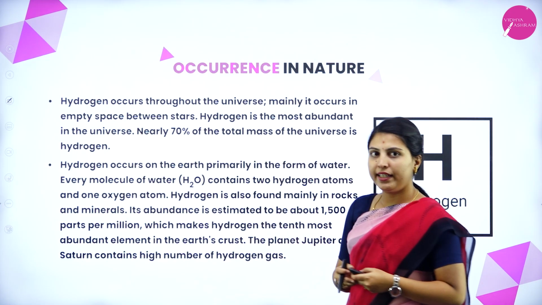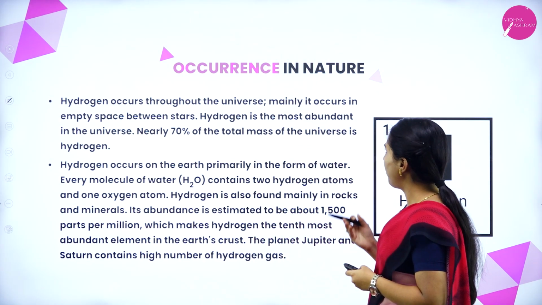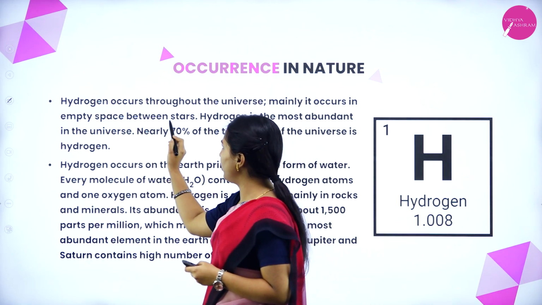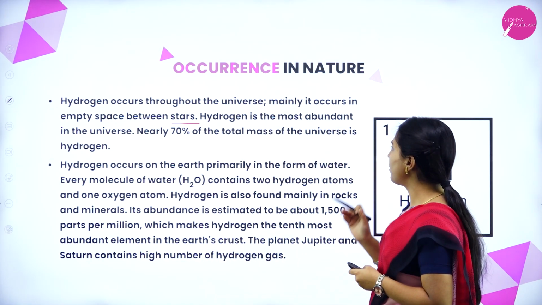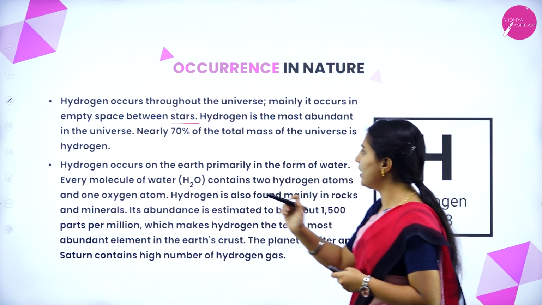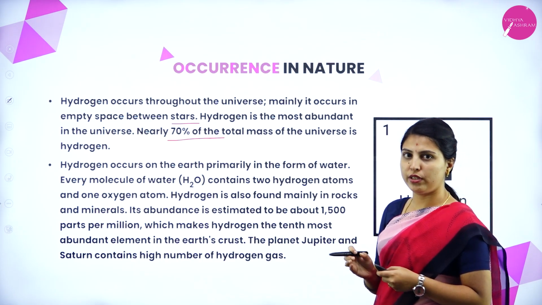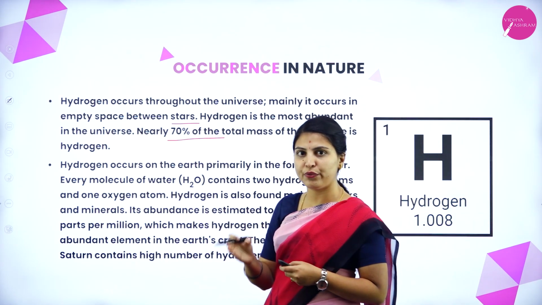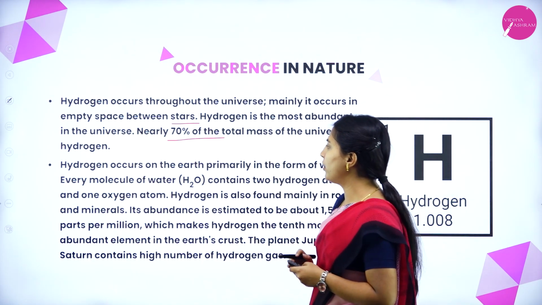First, occurrence in nature of hydrogen. Hydrogen occurs throughout the universe, mainly in the empty space between stars. Hydrogen is the most abundant in the universe. Nearly 70% of the total mass of the universe is hydrogen. The occurrence is between the stars, and 70% of the universe contains hydrogen.